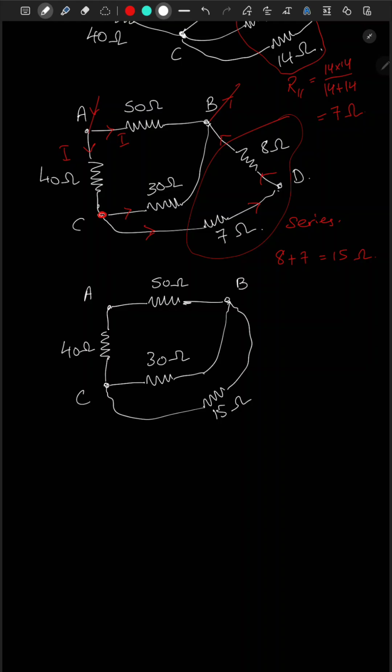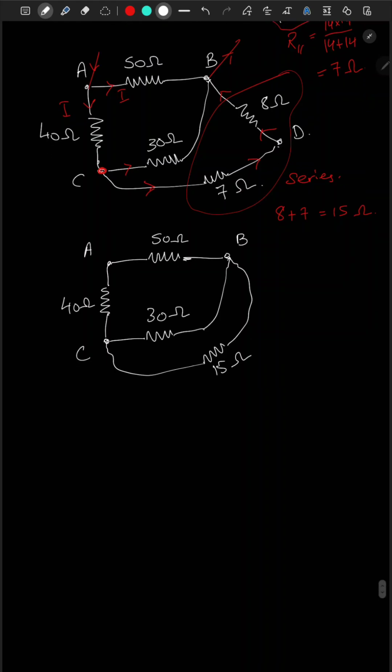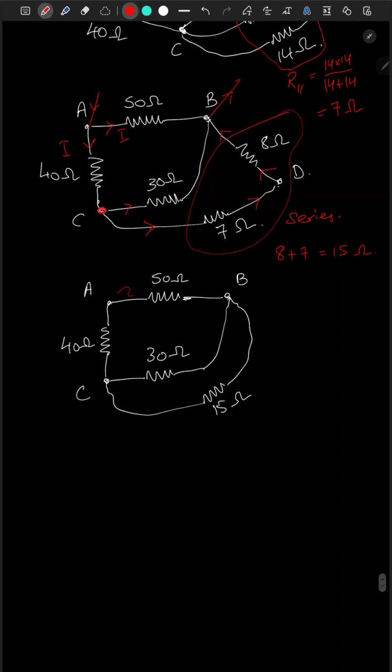So this is 15 ohm in series. Okay, now if the current enters A and leaves at B, it will pass through the 50 ohm, and then pass to this 40 ohm resistor towards C, and at this point it will divide again. So these two must be in parallel. So these two are in parallel.